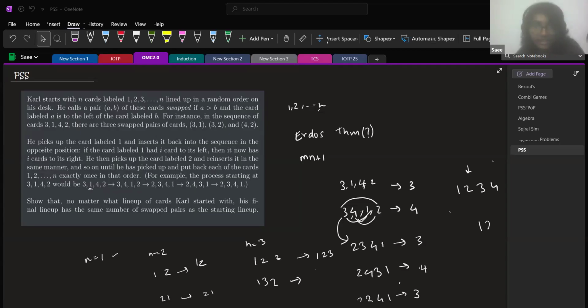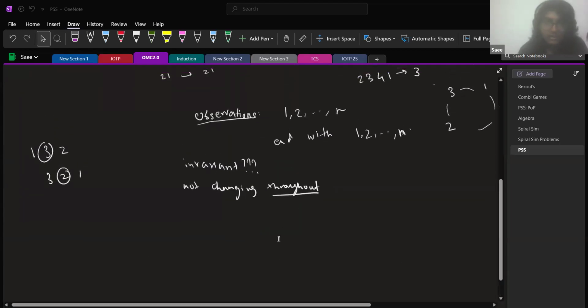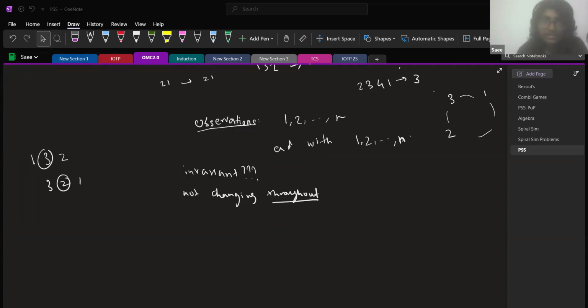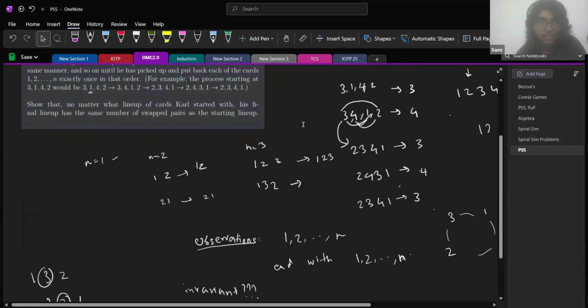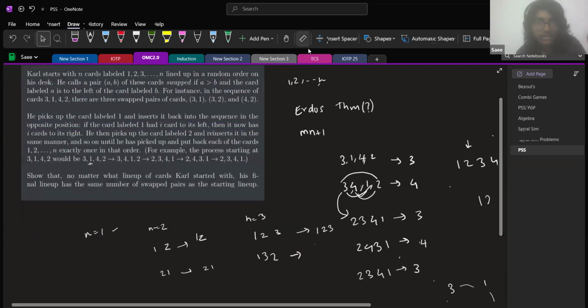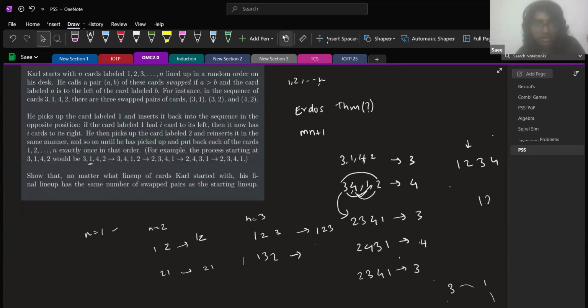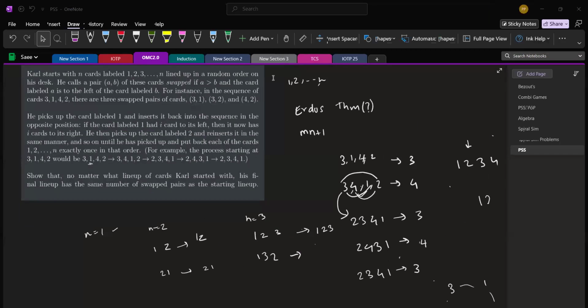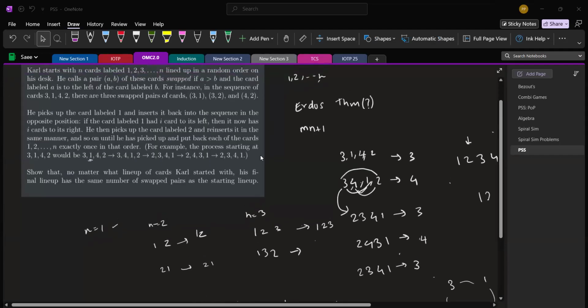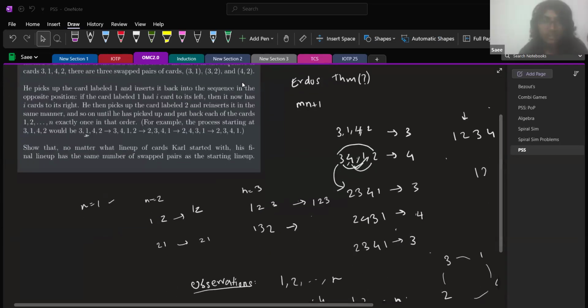Okay. Any other ideas? How about, are there any other sequences that are not changing? Like 1 to n, if you start off with it, it's not going to change. Is there anything else like that that's not changing? Any other observations or hopes from the problem? Like, does the descending sequence not change? Interesting.